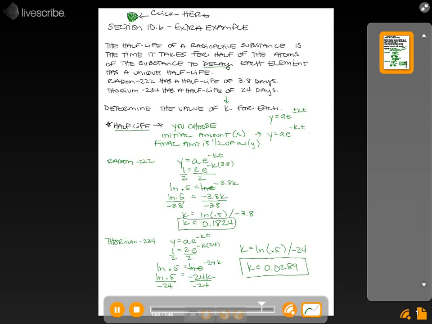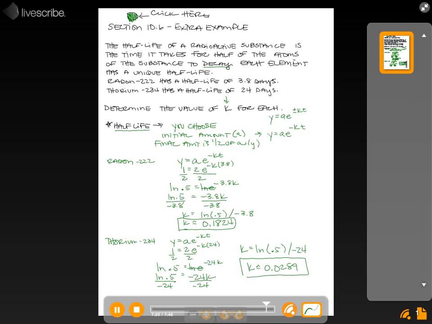Now, just like your half-life, which is different for every element, remember, k is different for every element or whatever scientific thing we're talking about, okay? It'll be different for every problem. So we've done the same problem. It's basically the same thing. We got different k's, though, and we have different half-lives.